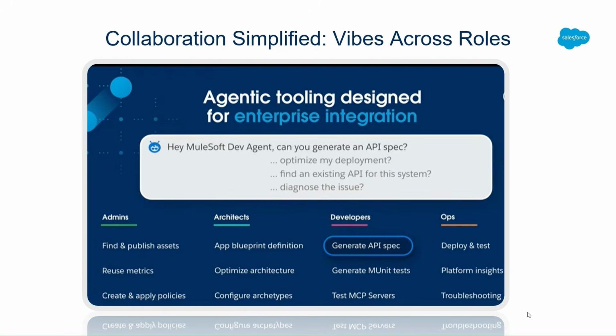So here, as I told, MuleSoft Vibes can be used across all the roles. Admins can use it to find and publish the assets, reuse the metrics, and create and apply policies. The architects can use it to create the blueprints, optimize the architecture of the existing APIs, and configure the archetypes. Developers can use it to generate the API specifications, generate test cases, and test the MCP servers. And the operations team can use it to deploy and test the APIs, get the platform insights, and troubleshoot the issues.